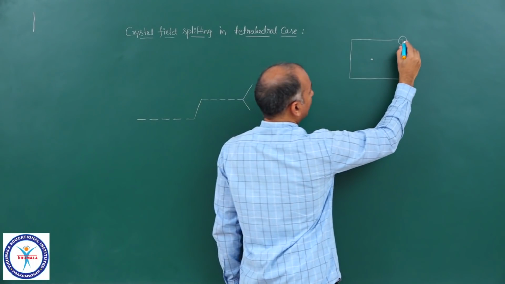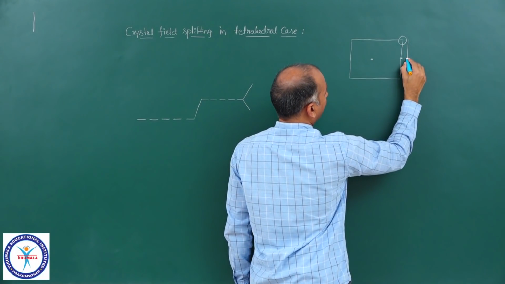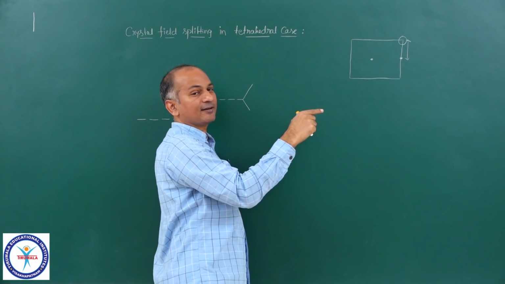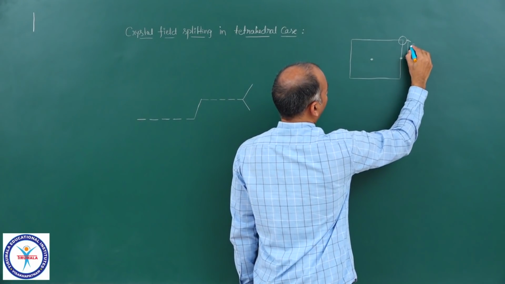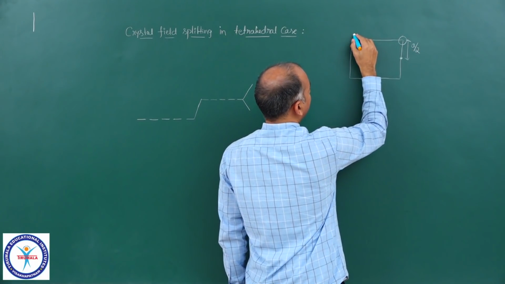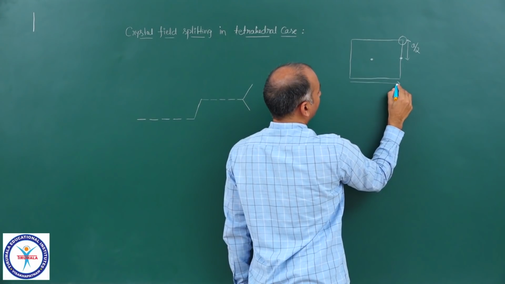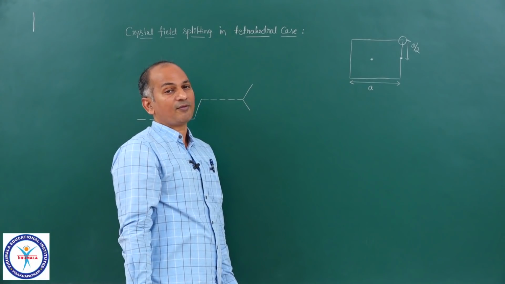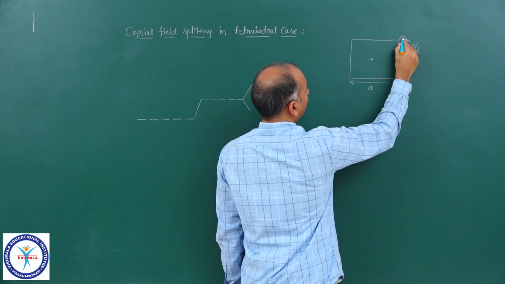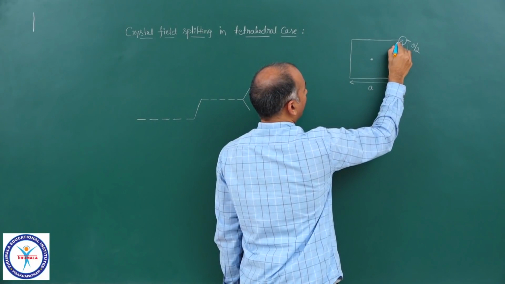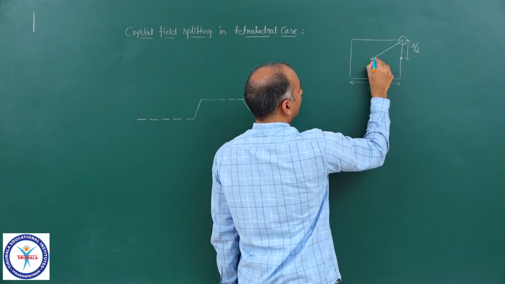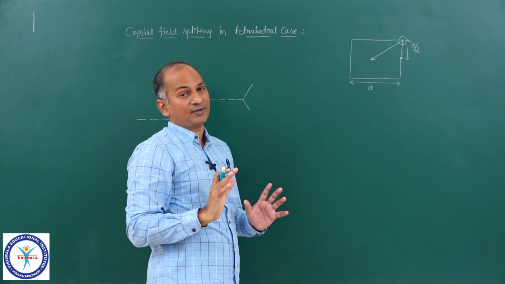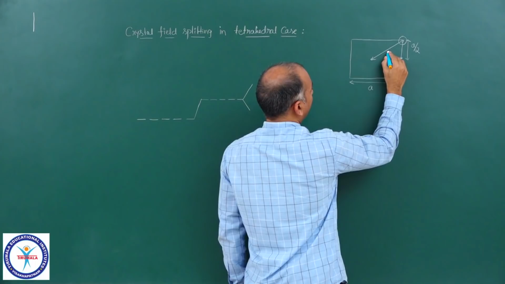Now the distance between the center of the ligand and the lobe which is pointed towards the edge center is a by 2, where a is the side length of this cube, this square. So a by 2, exactly half of that. Now the distance between the center of the ligand and this particular lobe, and this lobe is of dx square minus y square, that is a by root 2.